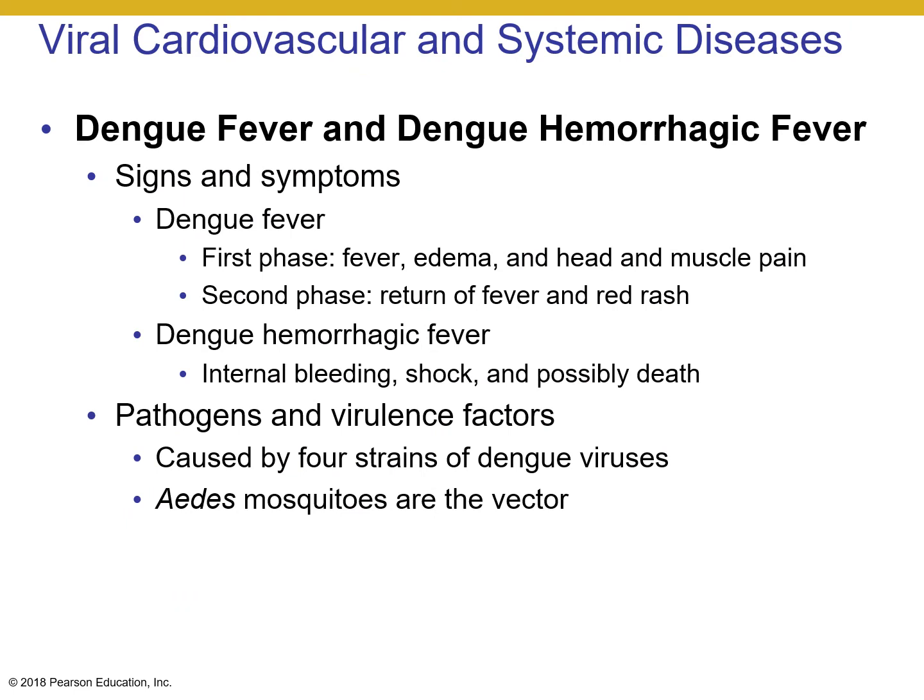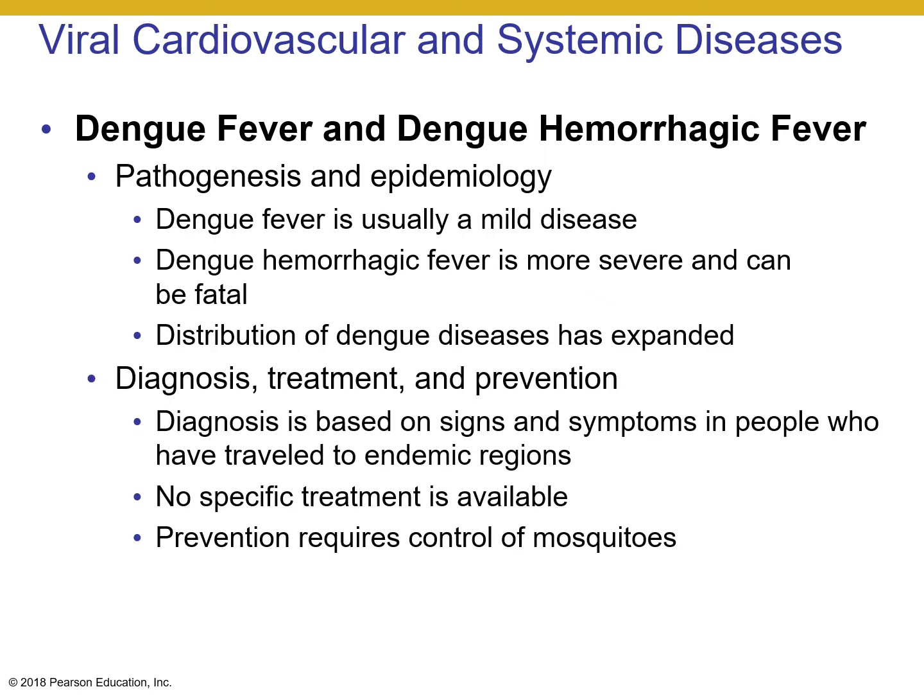Okay, dengue fever. The reason I want to talk about dengue fever is that there was a big outbreak 2 or 3 years ago in Mexico, and it came up through Texas along the border. Didn't make it much past Houston, but you can have dengue fever or dengue hemorrhagic fever. In dengue fever, you have fever, edema, headaches, muscle pain, and then you kind of get over it a little bit. You don't feel as bad, and then the fever returns and you have a nasty red rash. Dengue hemorrhagic fever is much worse in that it causes internal bleeding, shock, and usually death if left untreated. There are 4 different strains of dengue viruses, and our nasty little mosquitoes are the vector. They bite you and inject the virus into you, and you get sick.